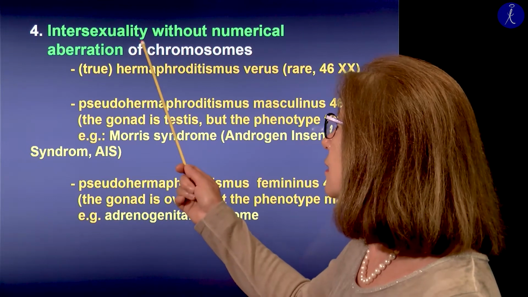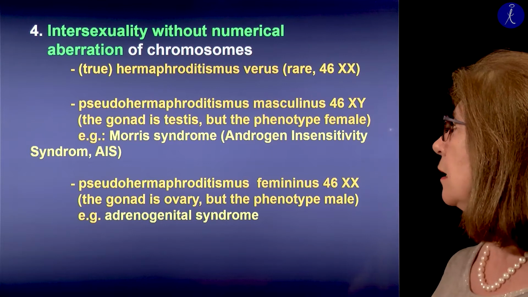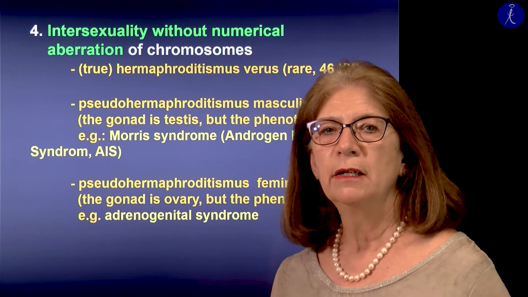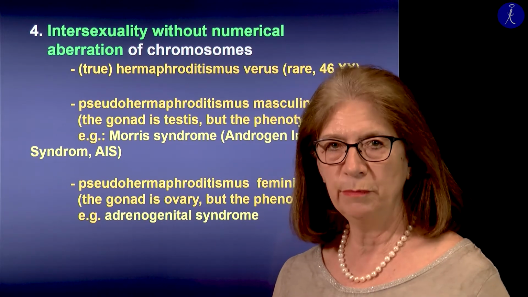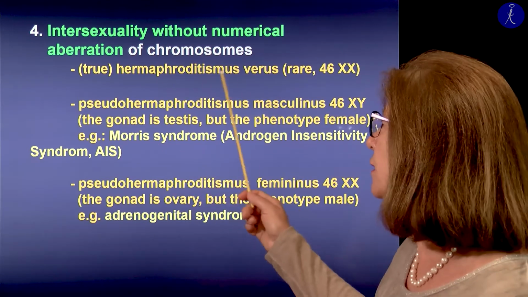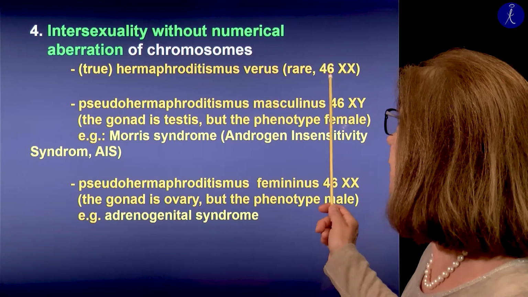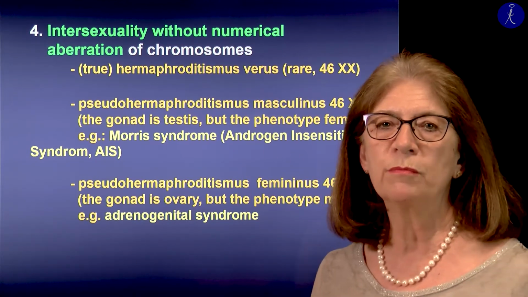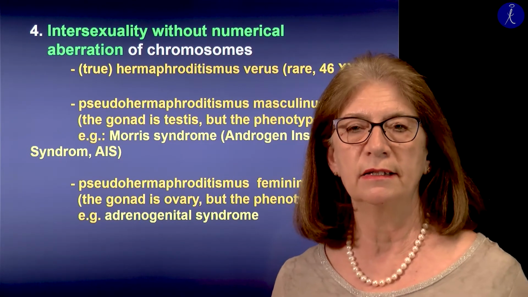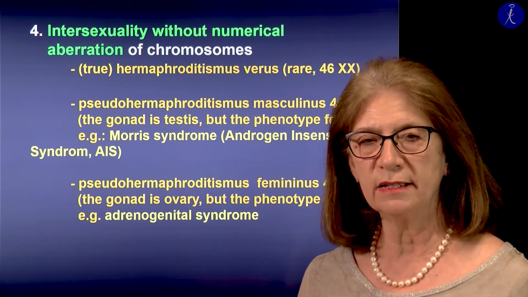We may have intersexuality problems without numerical aberrations of the chromosomes. The term hermaphrodite, probably you know from your everyday life. Now we will use this word in the medical sense. There are true hermaphrodites, hermaphroditus verus. That's an extremely rare condition, and usually these patients have a normal set of chromosomes, and they usually have 2 X chromosomes as sex chromosomes. There are only a few hundred proven cases described in the literature.